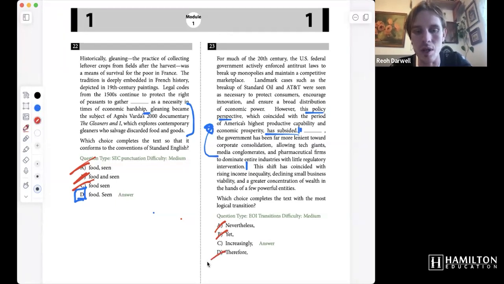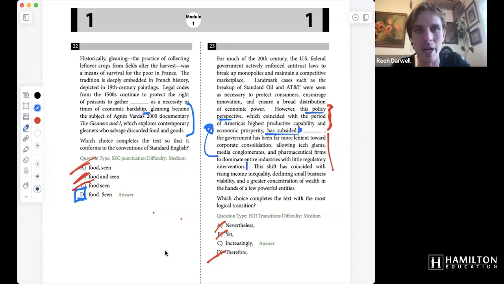I want to show why therefore is wrong. Therefore would mean that this is the cause and this is the outcome. But is the cause that the policy perspective has subsided? No, that is the outcome. The cause and the outcome are the same thing. The policy perspective, this whole deal is gone, right? So that would be like saying, you know, I am tall, therefore I am tall.